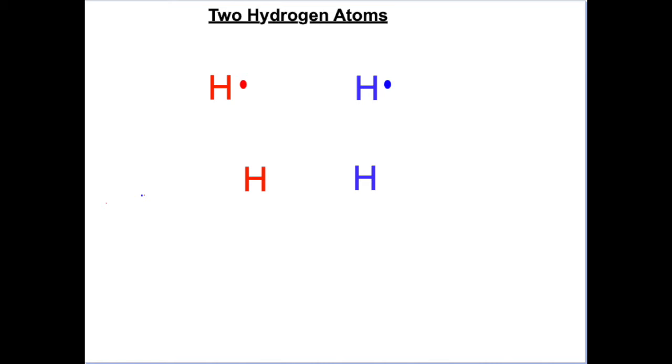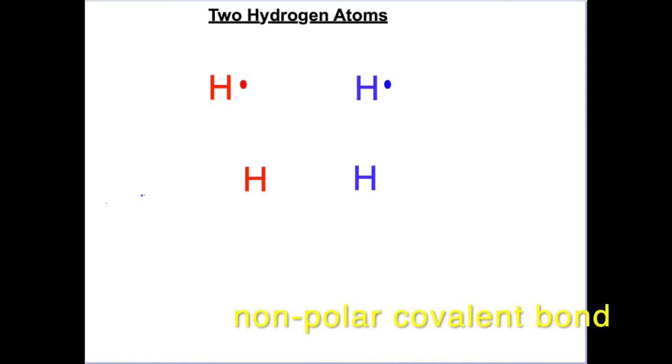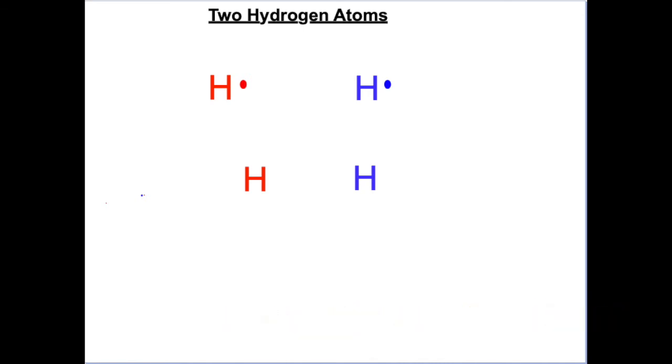Let's determine which element wins by finding the difference in electronegativities. They're both 2.2, so 2.2 minus 2.2 equals 0. This is a nonpolar covalent bond. Think of it like a tug-of-war match where both sides are equally strong. That means the electrons will be equally shared between both.